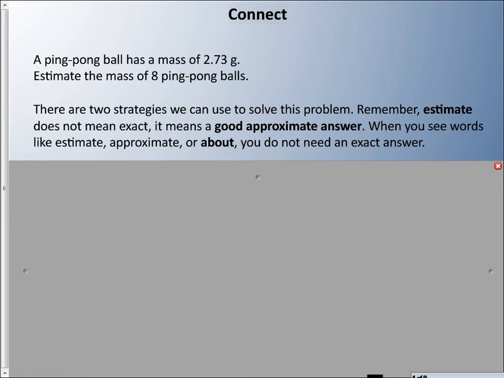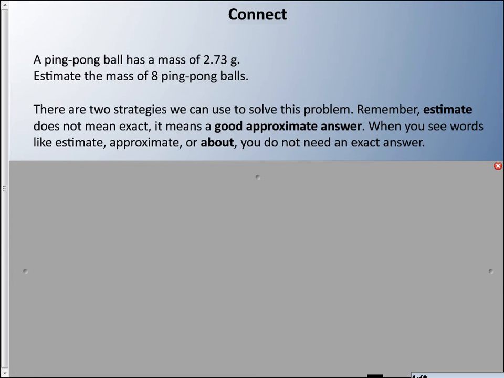Okay, let's try some out. So let's have a little story here. A ping pong ball has a mass of 2.73 grams. I'm not sure if you've ever picked one up. They're pretty light. So we're going to try and estimate the mass of 8 ping pong balls. Now I'm going to show you 2 strategies we can use to solve this problem.